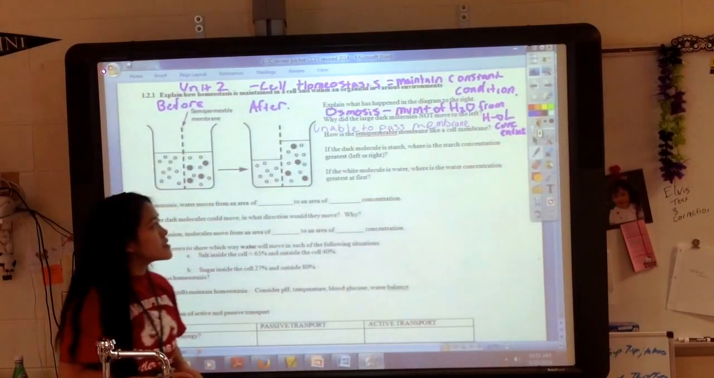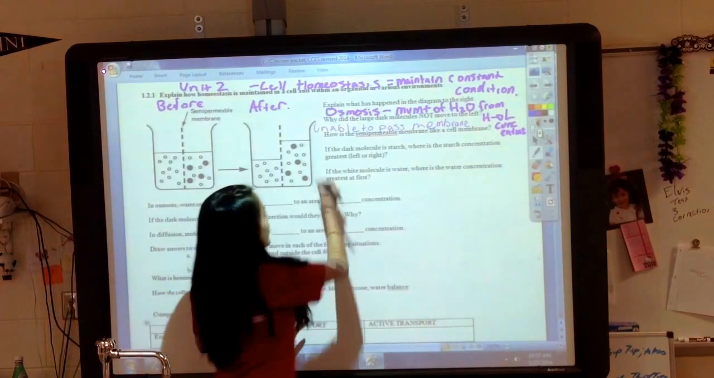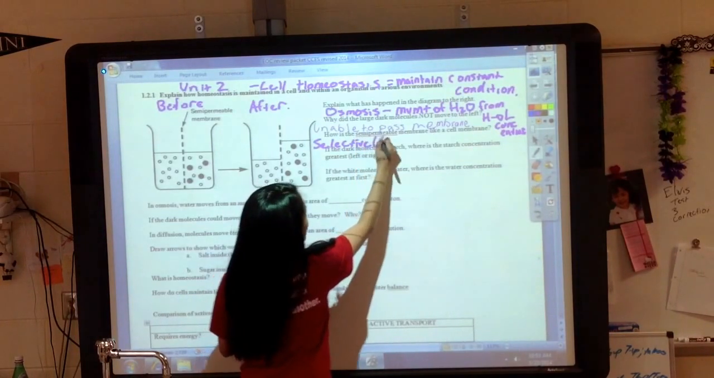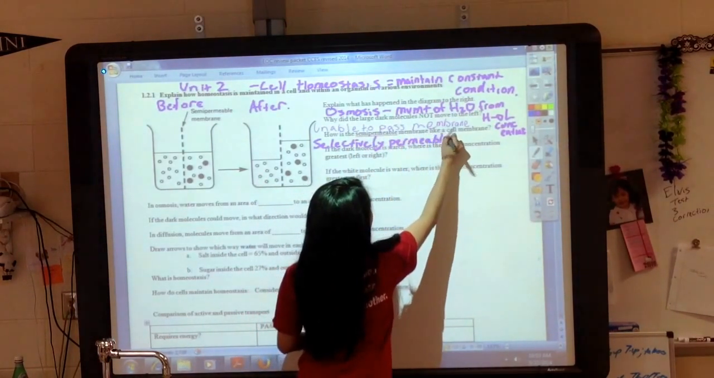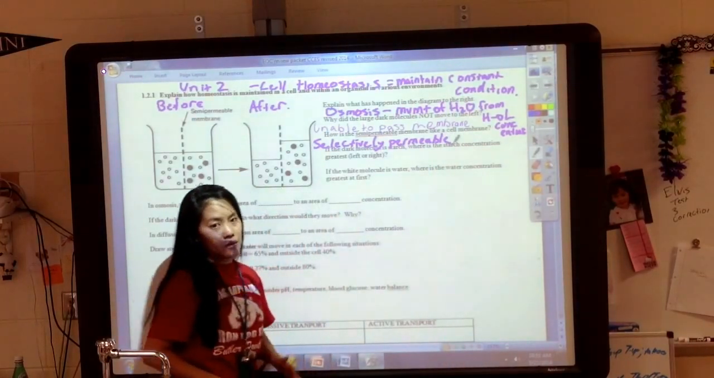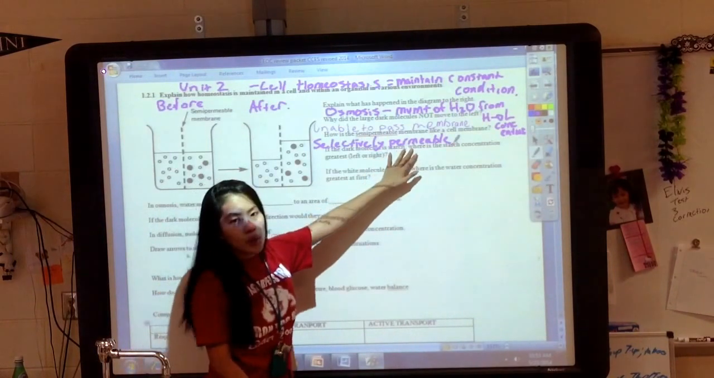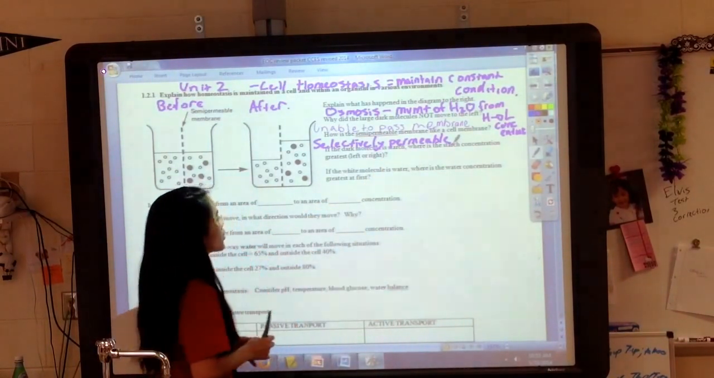Third question, how is the semi-permeable membrane like a cell membrane? It is selectively permeable. Do you remember that word? Selectively permeable, which means only certain things are allowed in and out. If you're being selective, you're being really picky. And if you're permeable, you're letting something move through, just like the ground can be permeable to water.